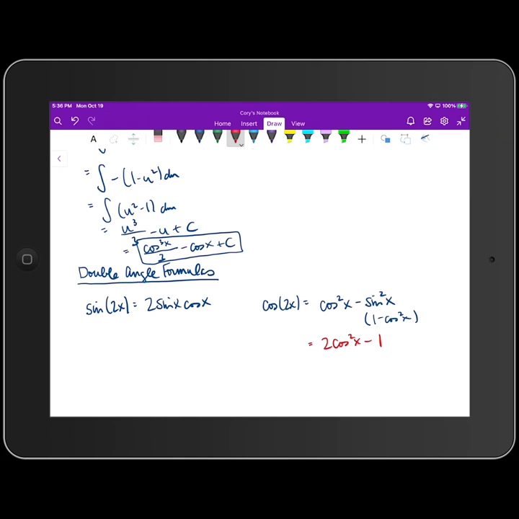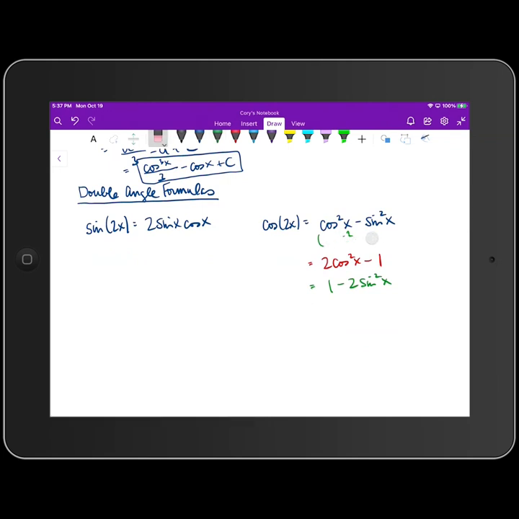Okay, and then you can also write that double angle formula in terms of sine only. So if we replace cosine squared with 1 minus sine squared, again utilizing that Pythagorean identity, when we combine like terms here, we get 1 minus 2 times the sine squared of x.